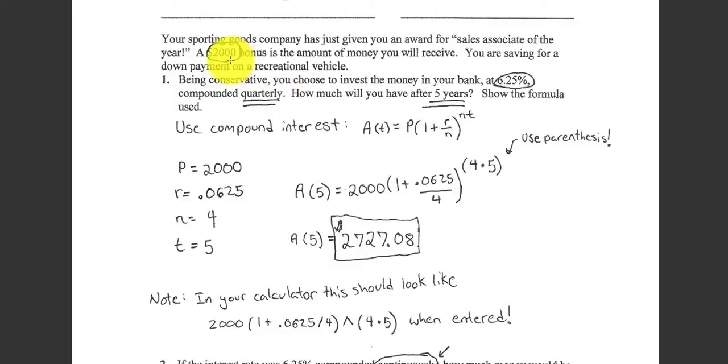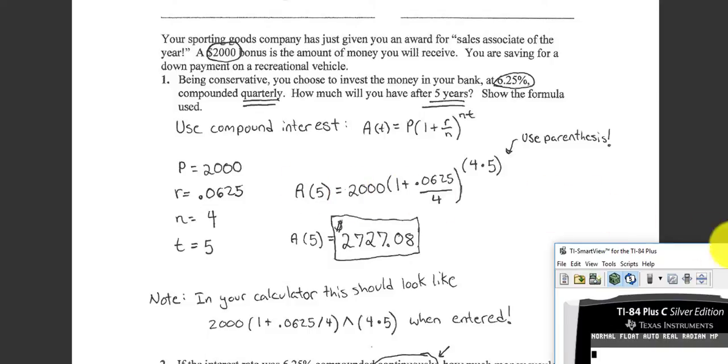The P is our initial amount, what we start with. R is the interest rate, but you have to make sure you change this to a decimal. So you move the decimal point 2 places to the left and you drop the percent sign. So once you plug in all of the numbers, or substitute all of the numbers into your equation, you end up with this, 2,727.08.